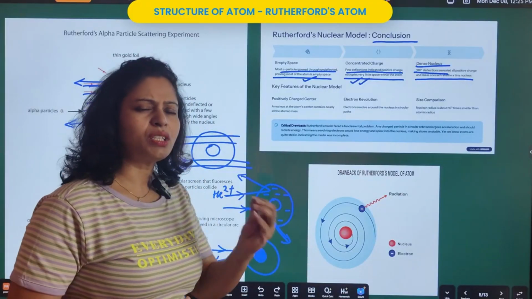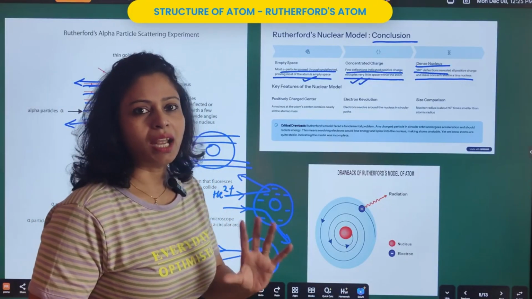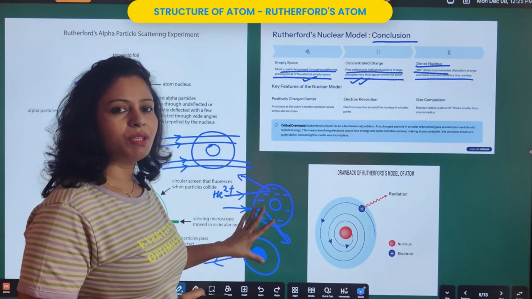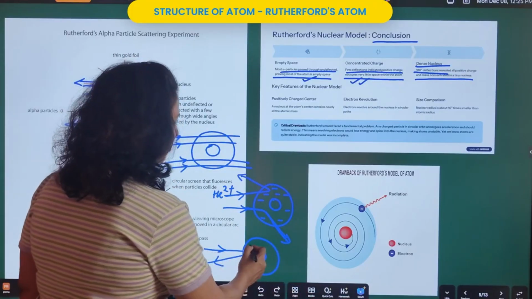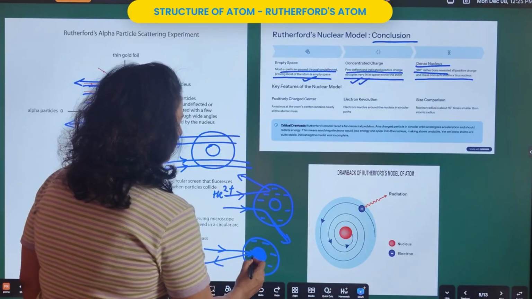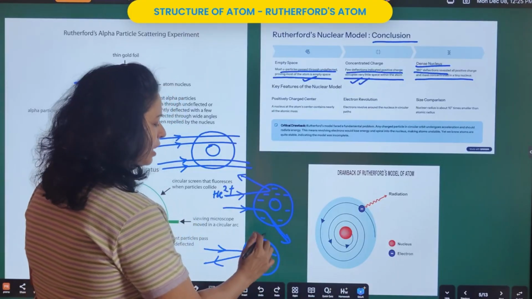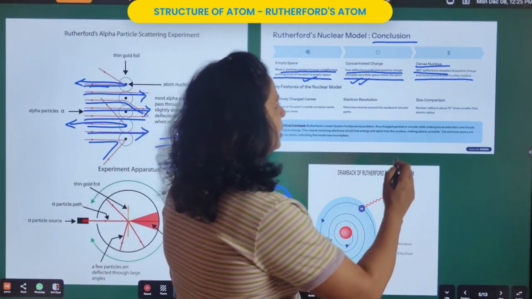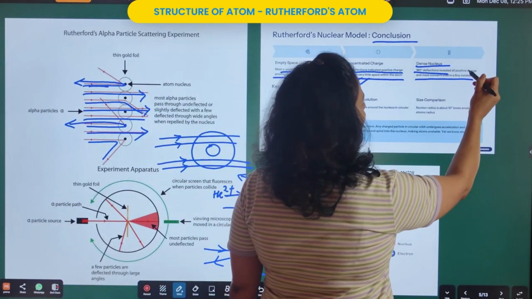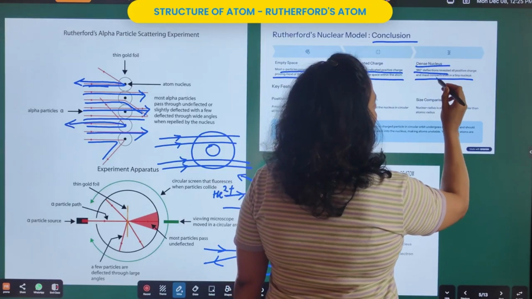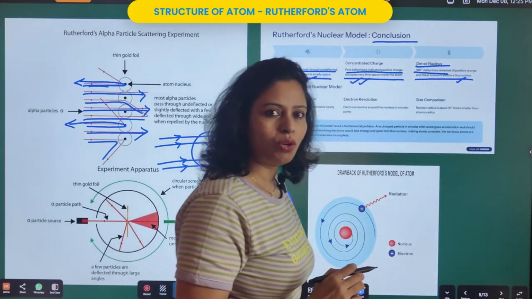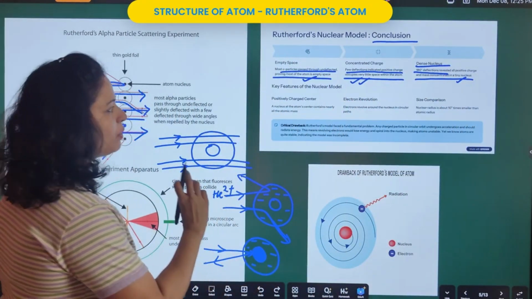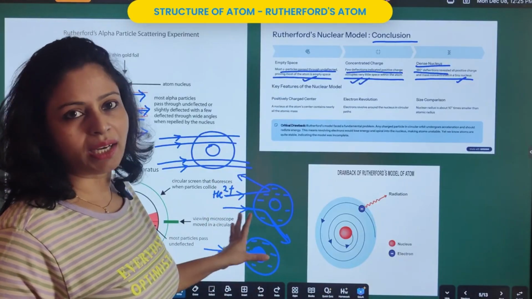Okay, and he said that the nucleus is a very small part of an atom, and the rest of the atom is actually empty. If you see, electrons are here, and most of the atom is empty, and the main positive part is actually in the nucleus. So he said that the 180 degree deflection revealed all positive charge and mass concentrated in a tiny nucleus. So the nucleus is a very small part of the whole atom.